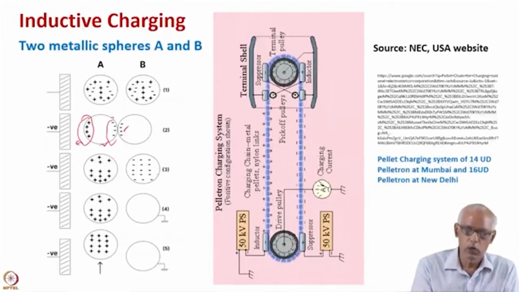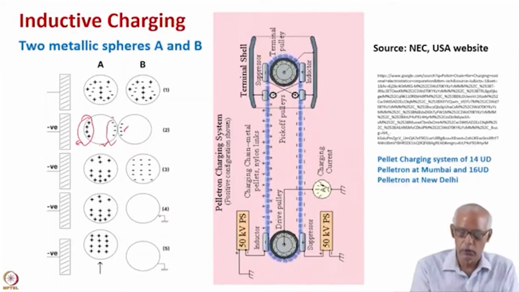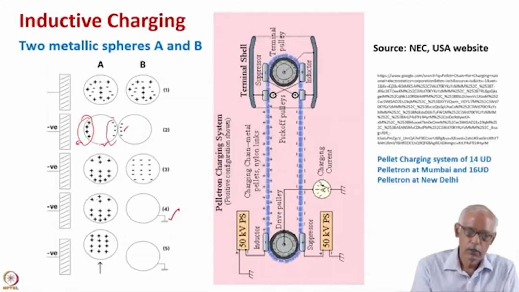Now if you ground this second metallic sphere, which is condition number 4, then this negative charge will go to the ground, but still negative voltage is applied to the inductive electrode. So this positive charge will remain on the first sphere and it will be uniformly distributed. However, the negative charge on the second sphere has gone to the ground.